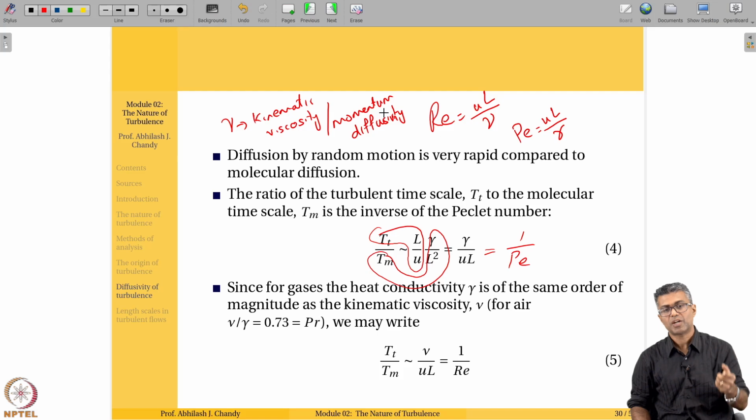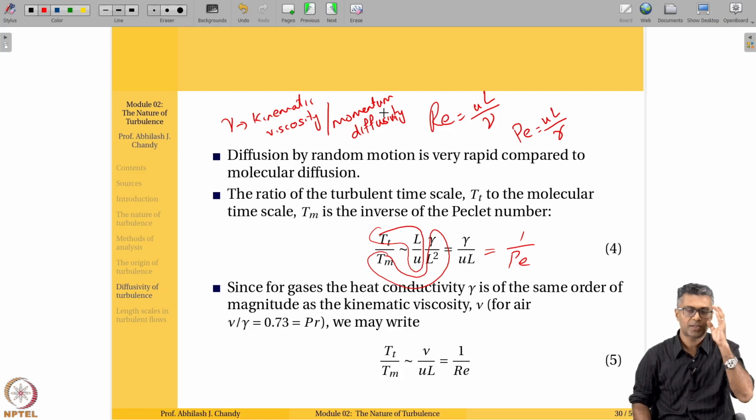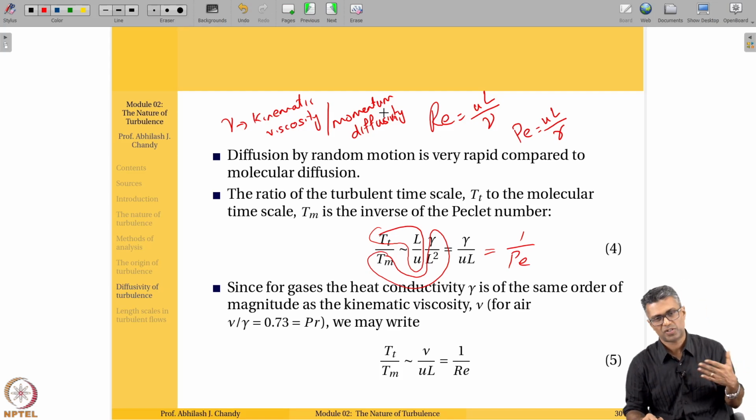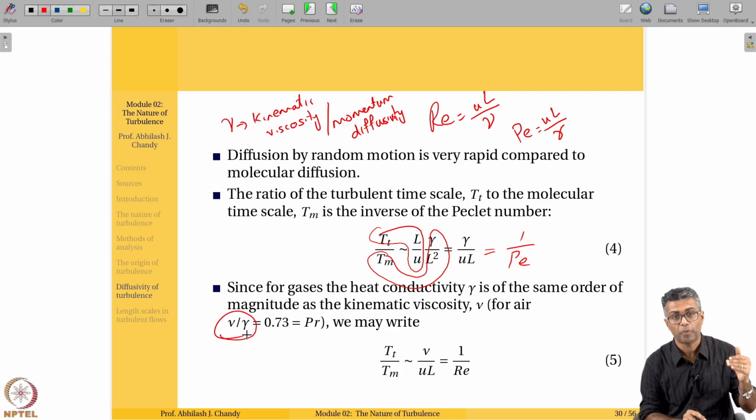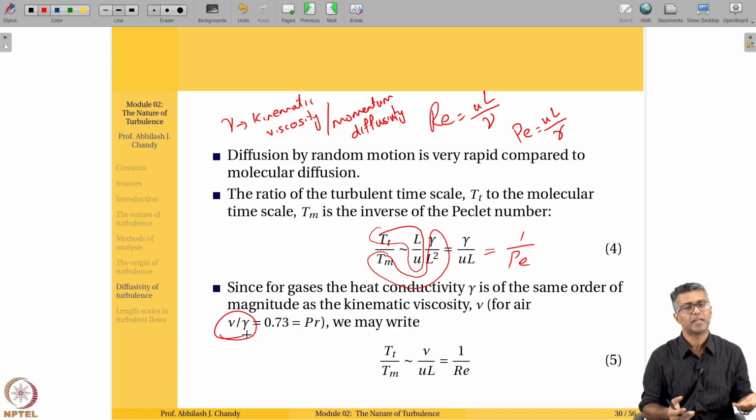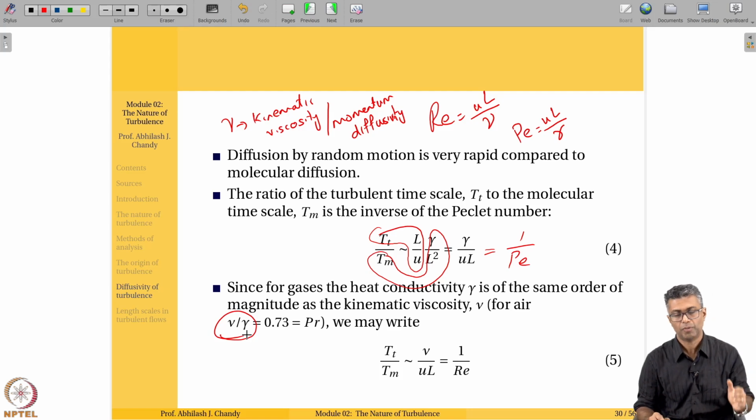Now, let's go a step further. Since we are talking about flow in a room, it's air, it's obviously a gas. Typically for gases, gamma is of the same order of magnitude as the kinematic viscosity. In fact, nu over gamma, the ratio of momentum diffusivity over thermal diffusivity, is the Prandtl number. And for air, it is 0.73, so order of magnitude of 1. Meaning nu is of the same order of magnitude as gamma. Momentum diffusivity is of the same order of magnitude as gamma for gases.